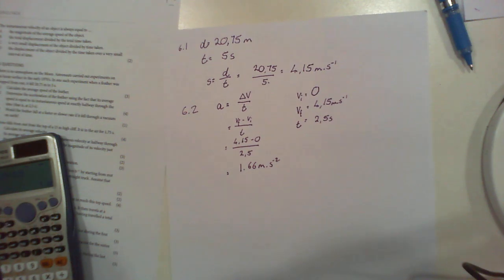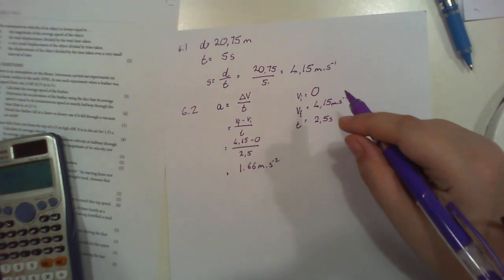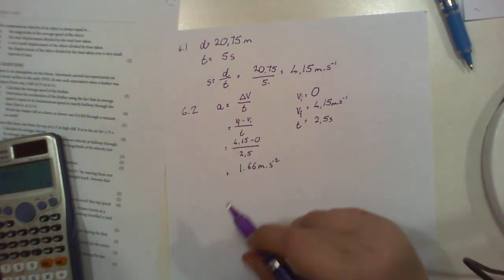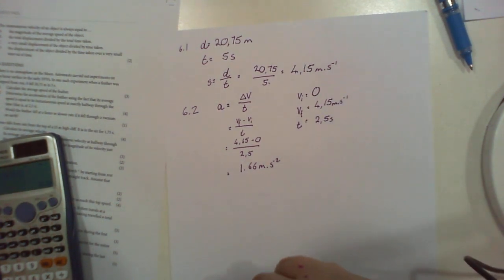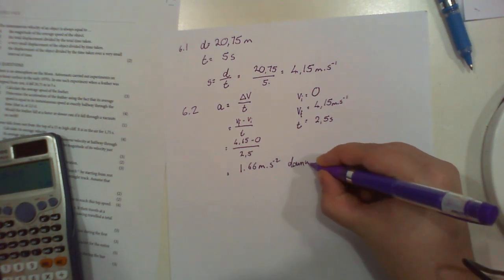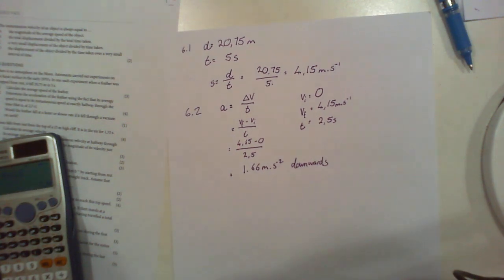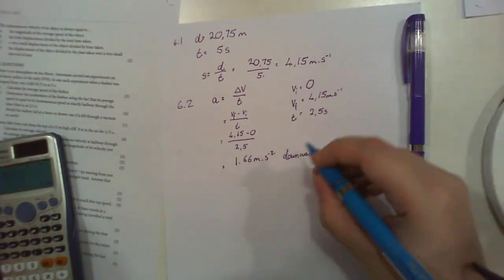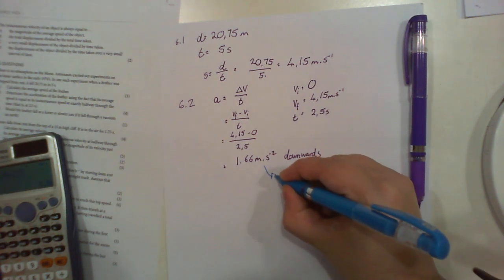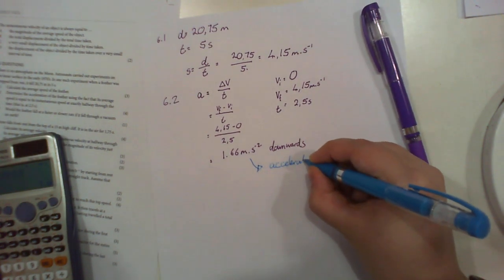Of course, are we finished? It did not say the magnitude, it asked for its acceleration. So we need a direction. Was it going up or down? Of course it was going down, so that's downwards. Of course, what does that acceleration represent? This is not part of the question, but this is your acceleration due to gravity.